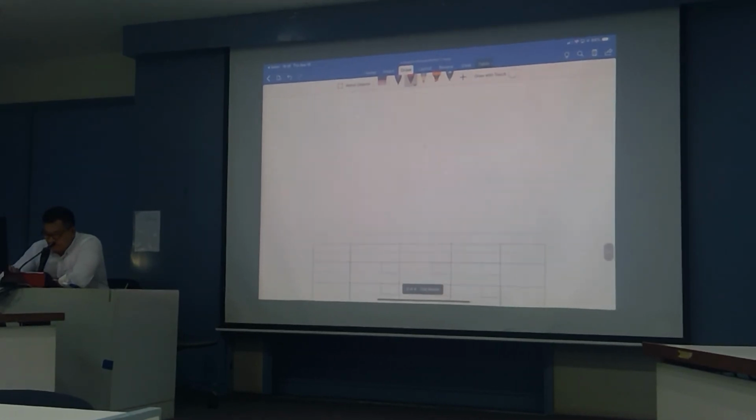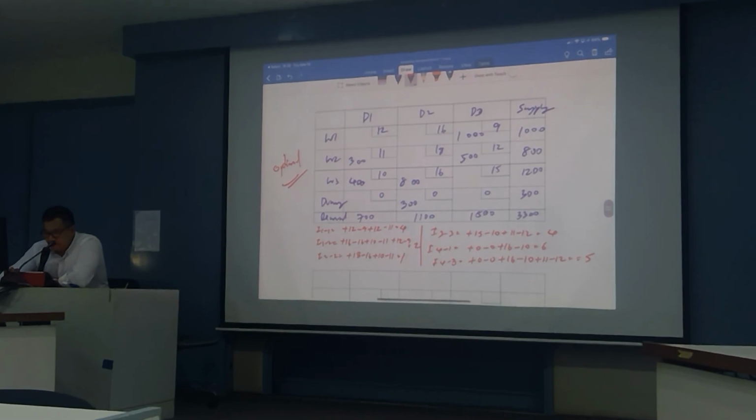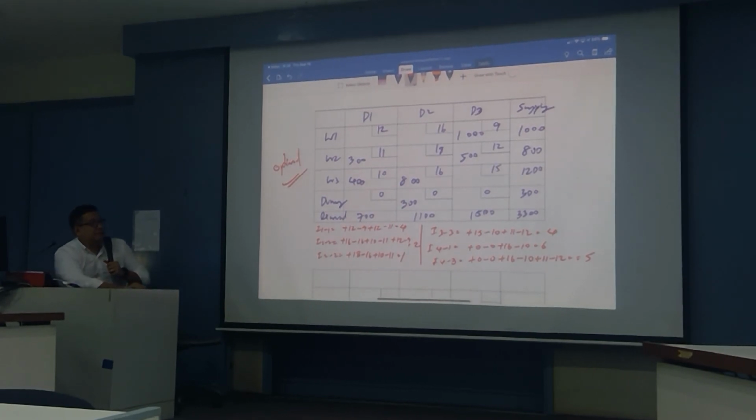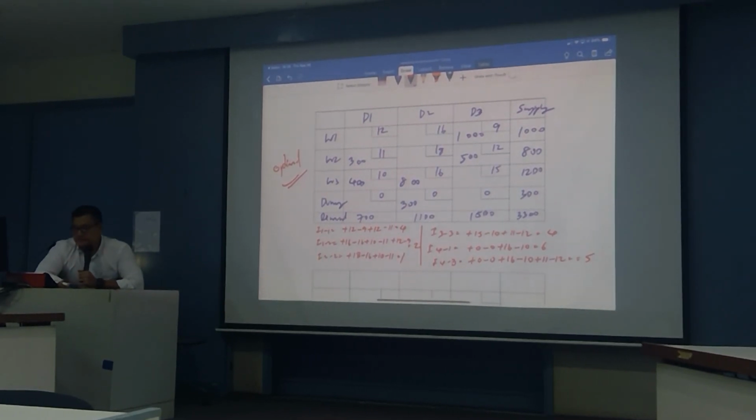Let me see what's next. Okay, you can calculate the total cost on your own, okay? Just using the number of goods that we deliver multiplied by the unit cost. So this is the result.